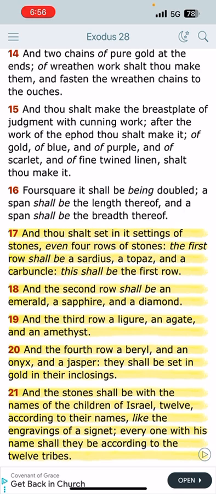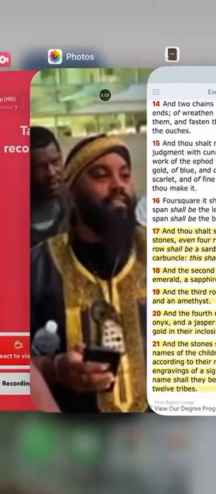Verse 21, and the stones shall be the names of the children of Israel, twelve according to their names, like the engravings of a signet, everyone with his name shall they be according to the twelve tribes. So this is the commandment that the priest was to have on his garment. He was supposed to have twelve stones on his garment, and each stone would represent a tribe of Israel. That's the world that is mentioned in John 3:16. This is that scripture which we just read.